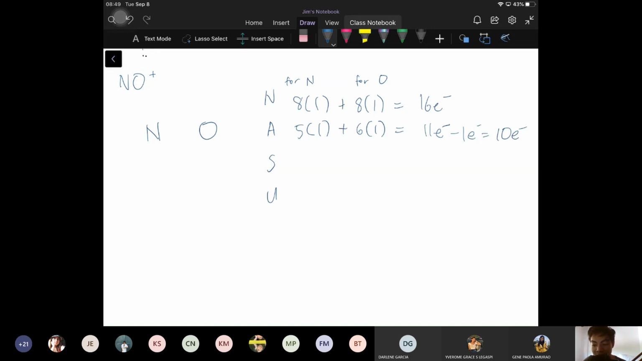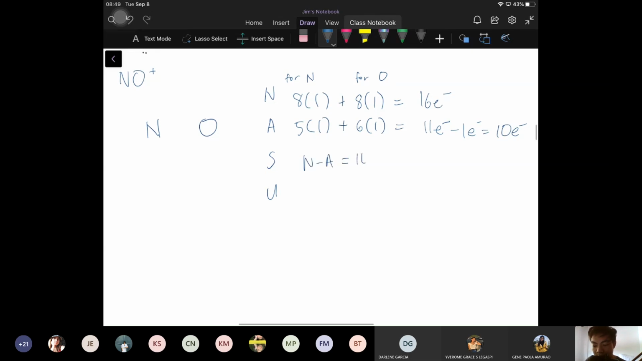S, shared na tayo. So again, the formula for shared is N minus A. So that's 16 minus 10. Again, bakit naging 10? Because we accounted for the charge. So hindi na siya 11, 10 na siya. 16 minus 10 is 6 electrons or 3 bonds. So saan ko ilalagay yung 3 bonds? In between nitrogen and oxygen. So 1, 2, 3. Ayan, so may 3 bonds na dyan.